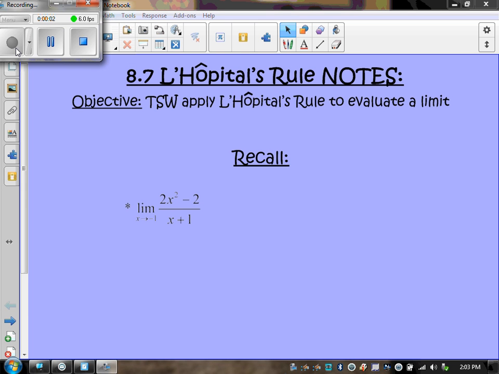All right, guys, the last little section that we have here is actually from Chapter 8. It's Section 8.7, and it's called L'Hopital's Rule. It's actually back to relating to first chapter stuff when we were doing limits. So let's recall some limits problems of how to find the limit as we approach a certain value.